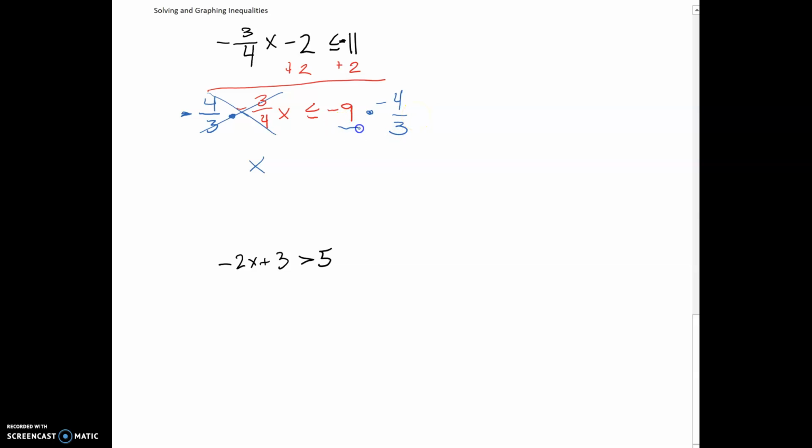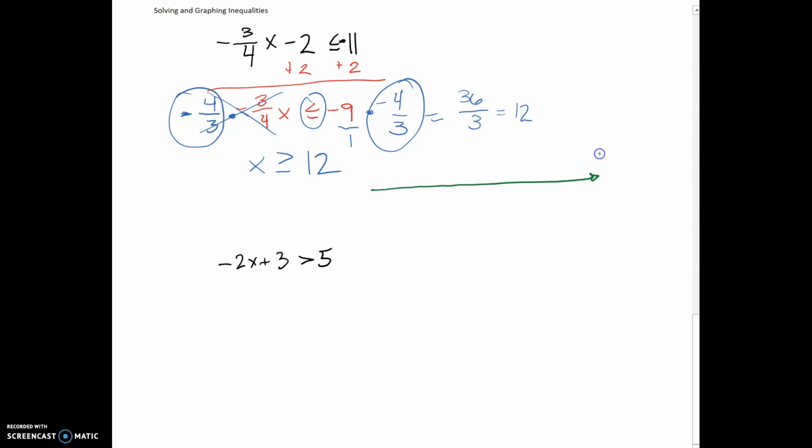How do we multiply fractions? Think about that. Negative 9 is over 1. Multiply across. Negative 9 times negative 4 is 36. 1 times 3 is 3, and 36 divided by 3 is 12. Now the last tricky part about this problem, if you recall, multiplying by a negative number on both sides of an inequality is going to change the direction of the inequality. So we get x is greater than or equal to 12.